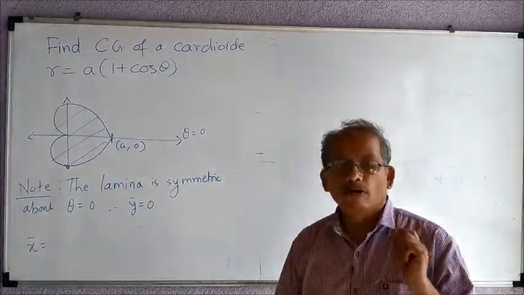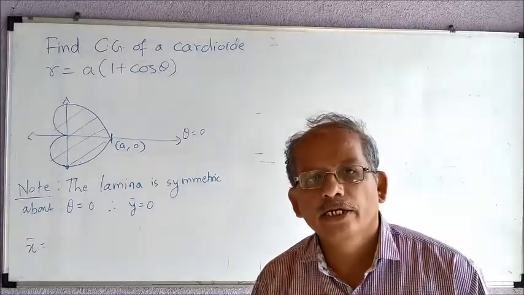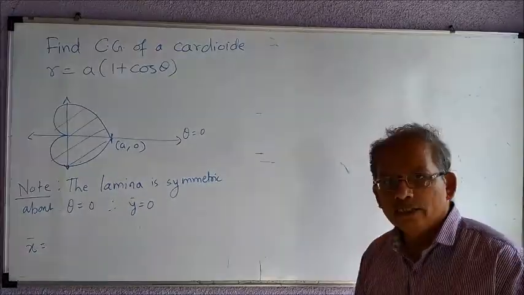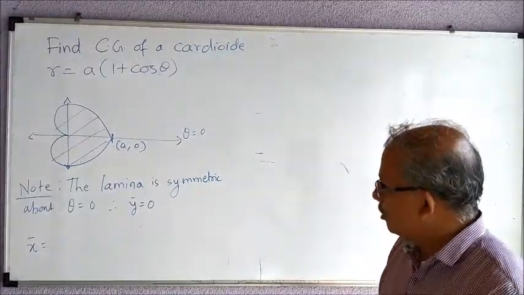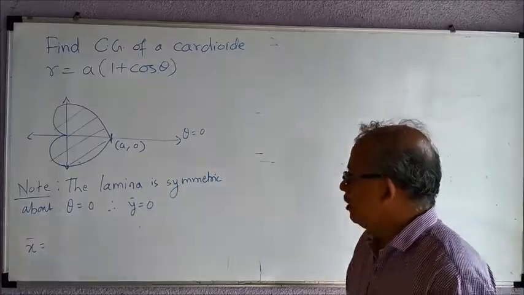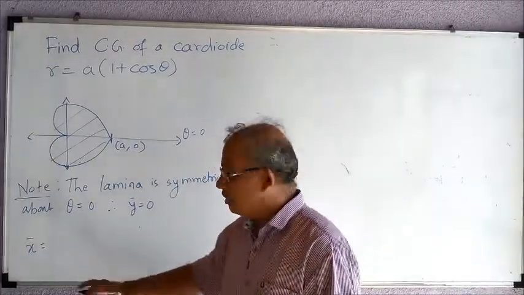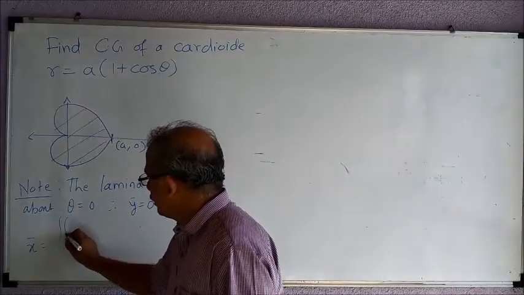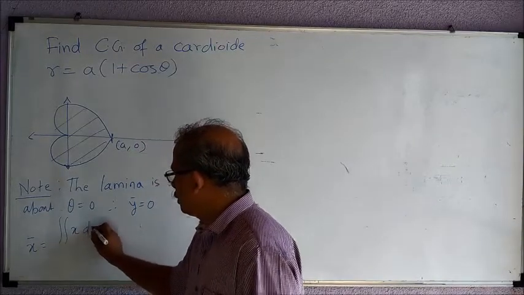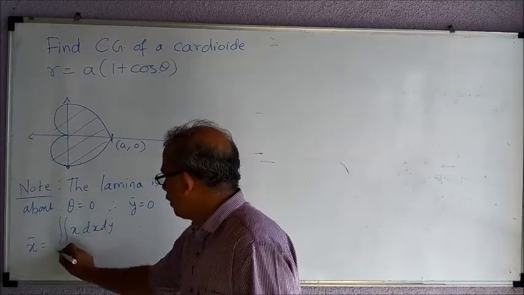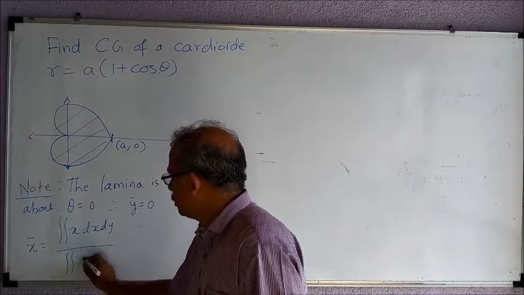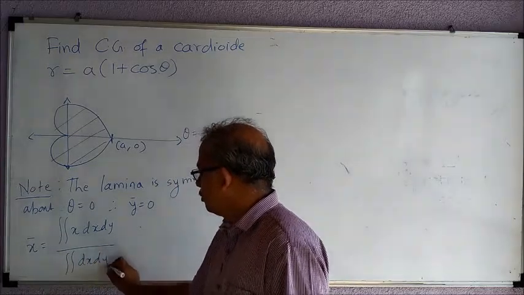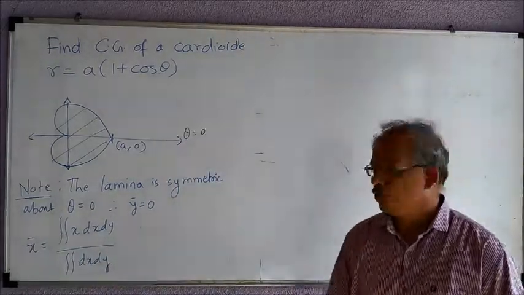Now see that the formula that we have written is in Cartesian form, but we can easily produce a formula in polar form. So here I will first of all write the formula in Cartesian form. It is double integration x dx dy divided by double integration dx dy. So it is in the Cartesian form.